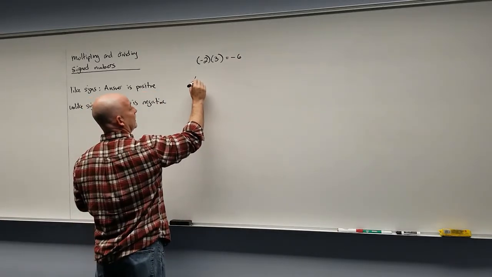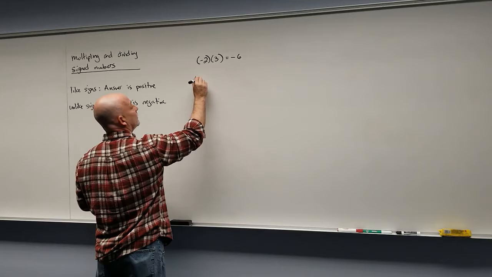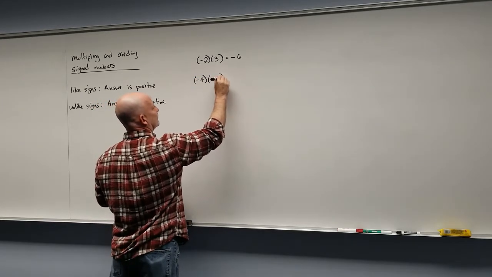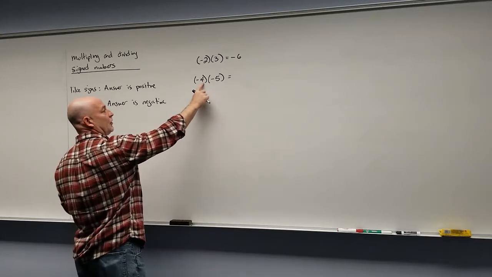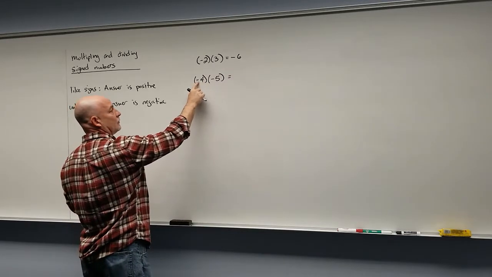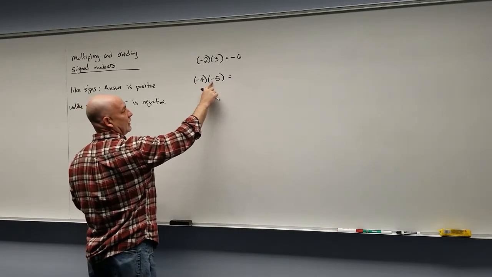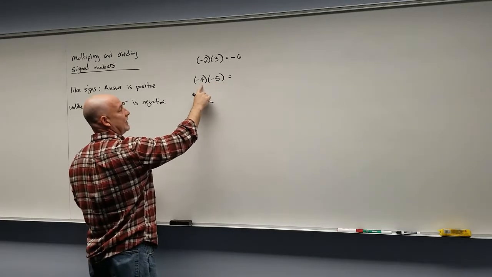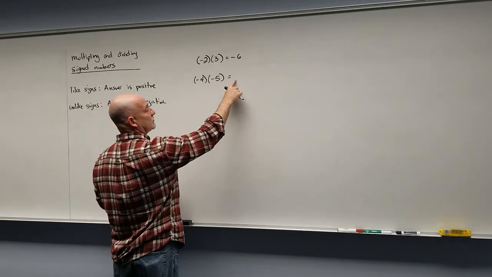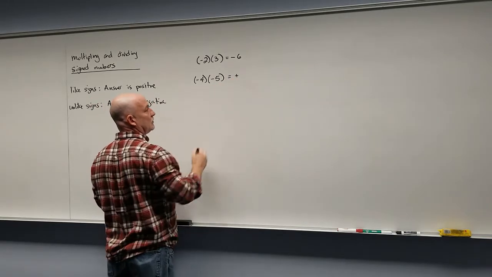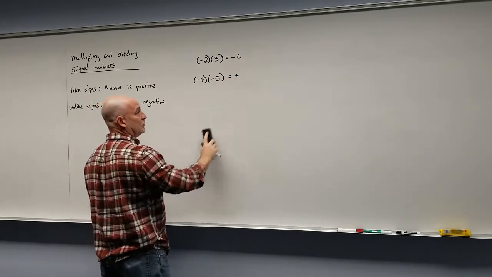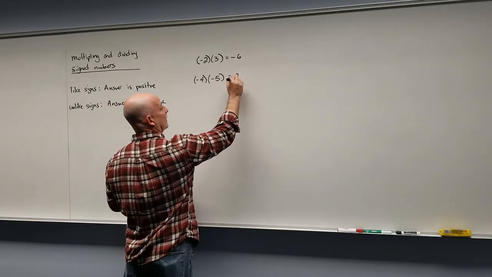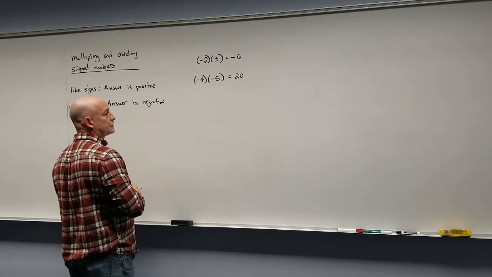So if I had, let's say, negative 4 times negative 5. So when we're multiplying, again, that's a negative 4 because there's a negative directly in front of it. That's a negative 5 because there's a negative directly in front of it. Here, these two things have like signs. They're both negative numbers, so my answer is going to be positive. Now, again, we generally don't write the positive like that, so we just write nothing. So the answer is going to be positive. 4 times 5 is 20.